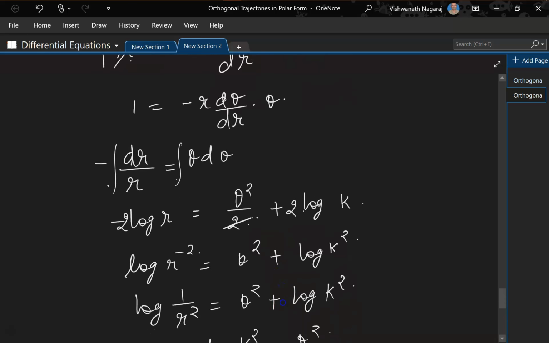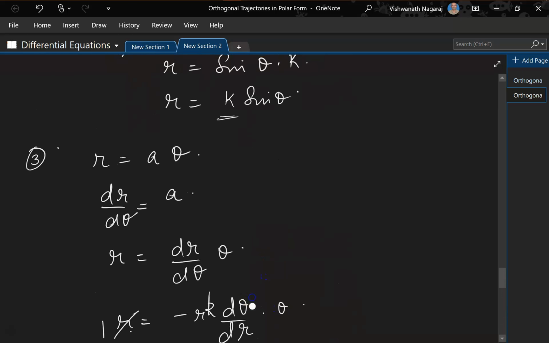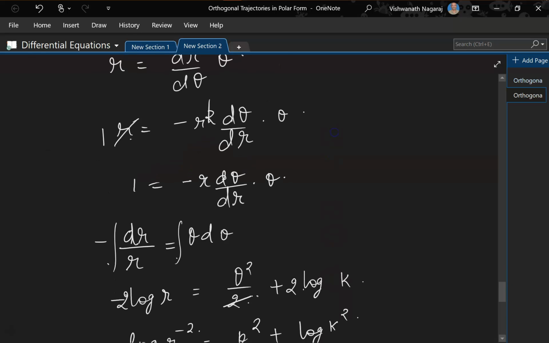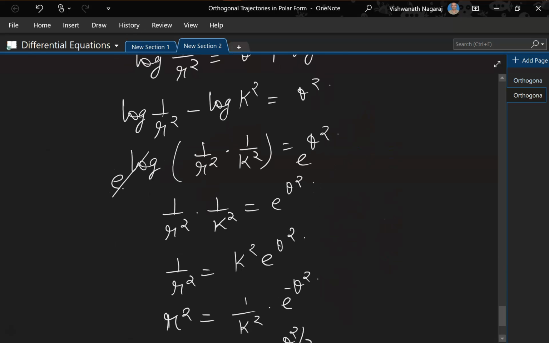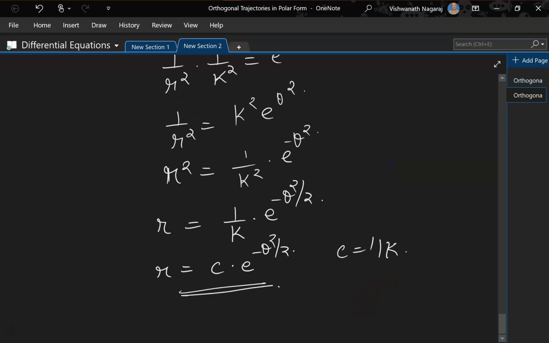So something which is so simple to look at can create a little bit of complexity as we go along.